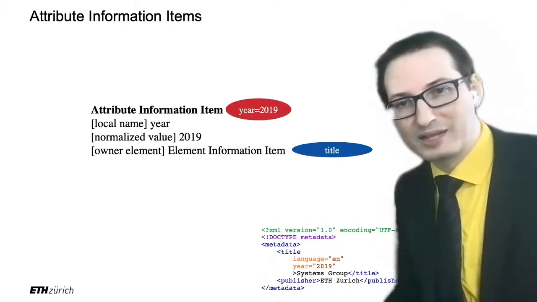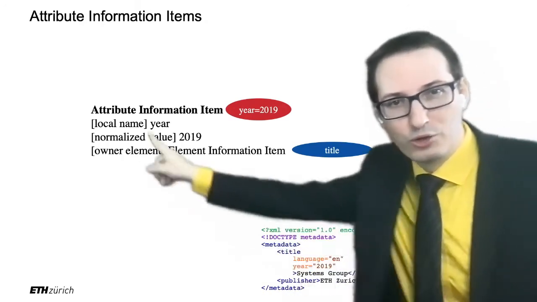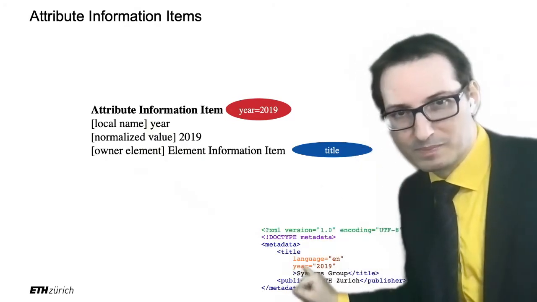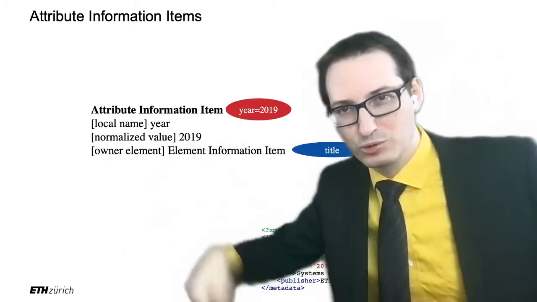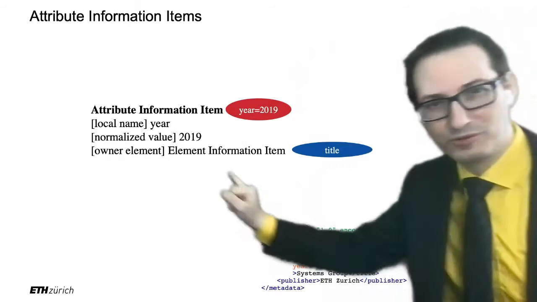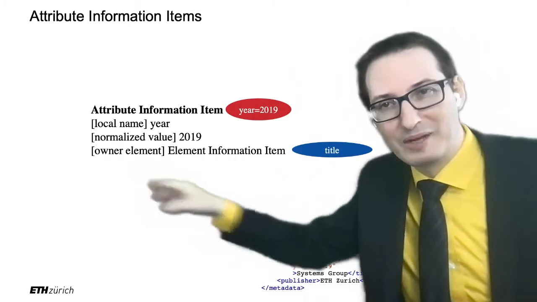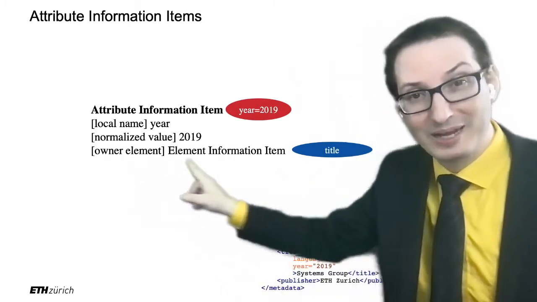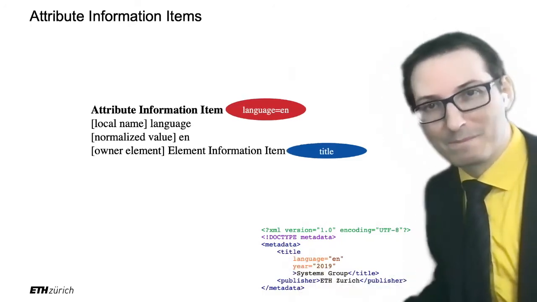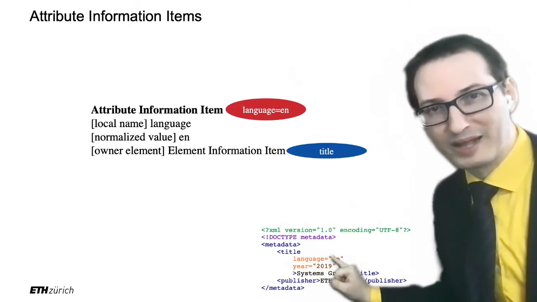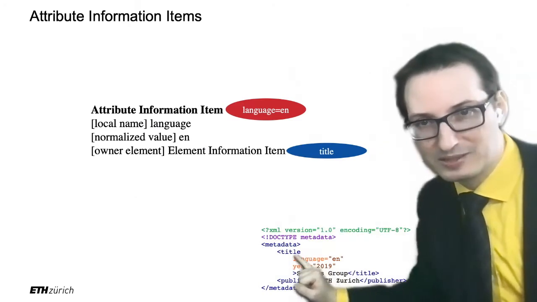All right, now let's look at the attributes. Year 2019. Let me look at year 2019. The local name is year, right, of the attributes. The normalized value, yeah, normalized just means that if there's extra spaces at the start and end, you just drop the spaces, right? It's just some cleaning up if you want. So the normalized value is 2019, right there. And the owner element is just a fancy name for parent, but the owner element is title because the attribute year appears in the title element. Okay, then the language EN, that's the other attribute right there. Well, the local name is language, the normalized value is EN, and the owner element is title.